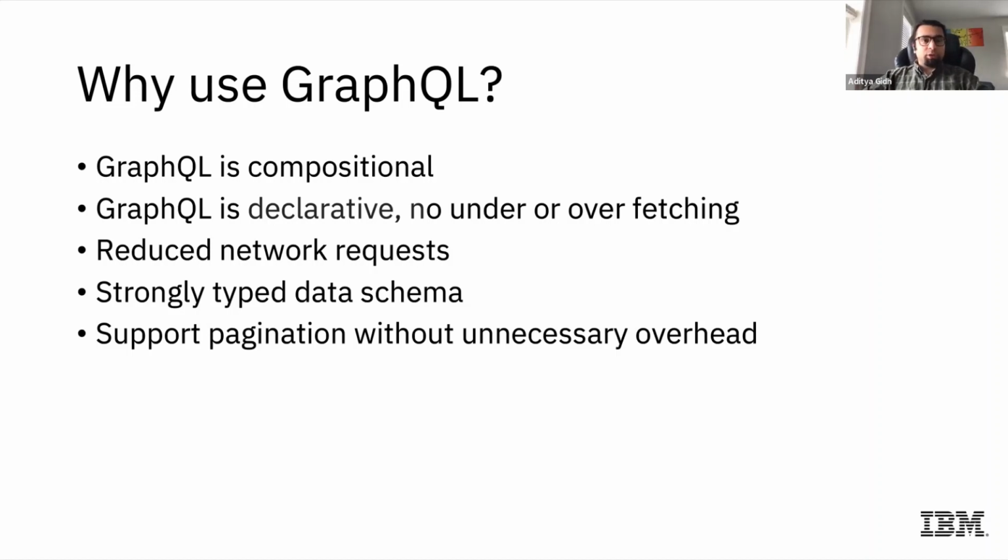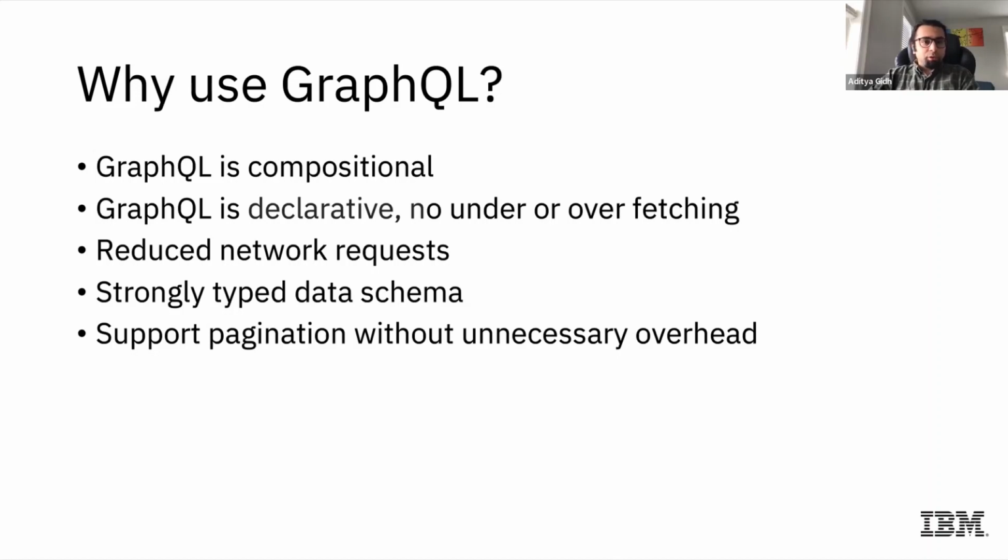And GraphQL comes with a typed data schema. This is really helpful when you are developing an application because every item's fields will have to match certain types. And this makes your data really consistent, very manageable. And it's the schema that GraphQL queries, essentially. You're getting results based on the schema that you defined previously. And GraphQL also helps to support pagination without any unnecessary overhead.